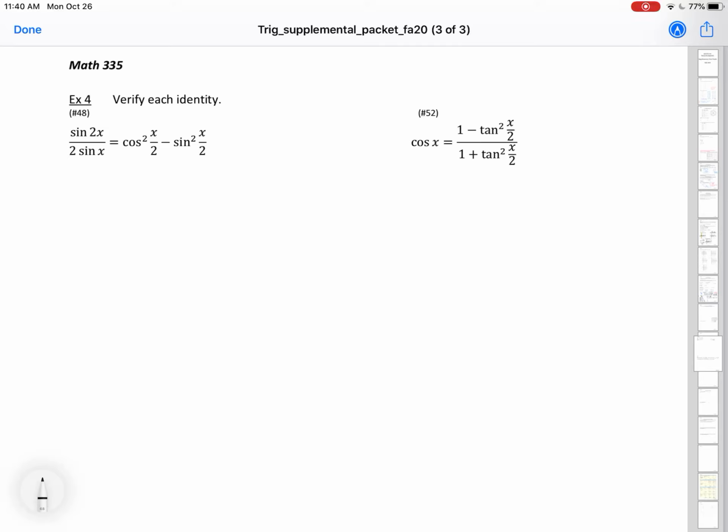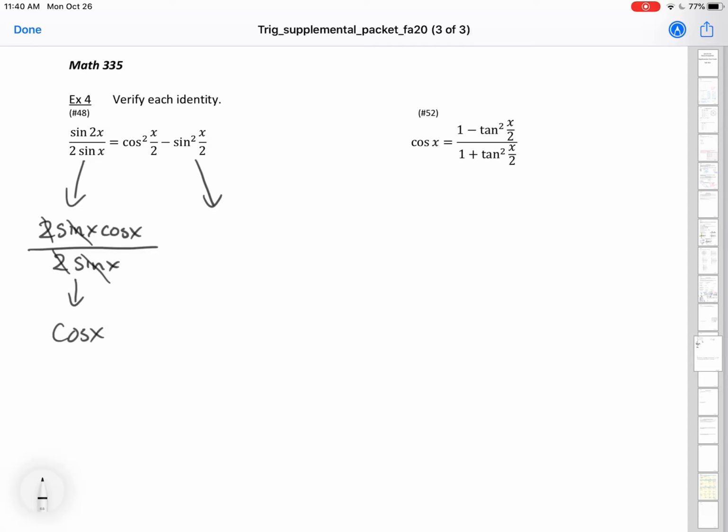Sorry. What I think I would do with this one is work both sides independently and show that they're the same. So if I look at sine of 2x, well, I've got to remember or look back. The sine of 2x is 2 sine x cosine x, and that's all over 2 sine x. Well, we can see how that simplifies. The 2's go away. The sines go away. This is just cosine x.